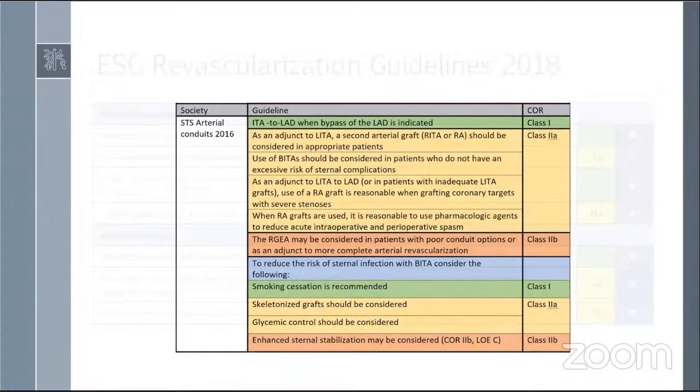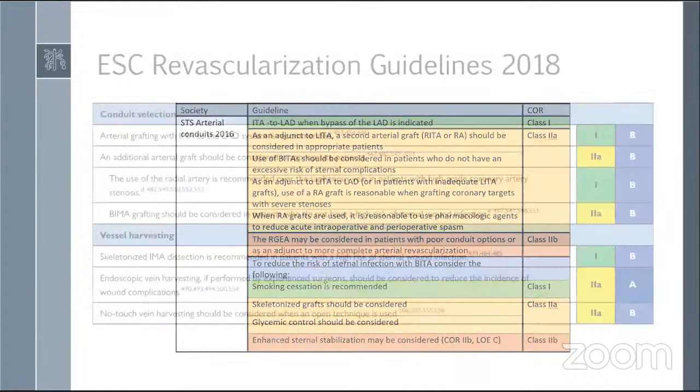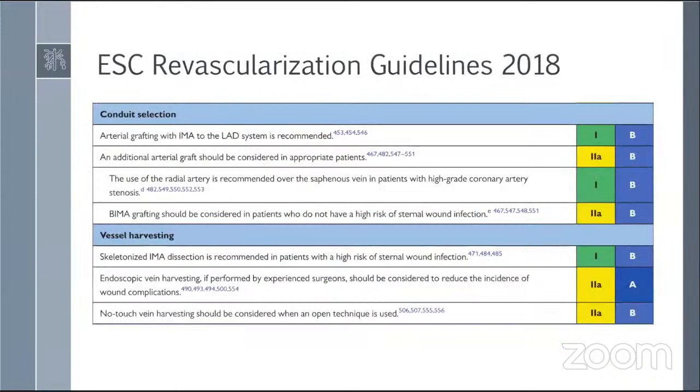The next is the European Society Revascularization Guideline for 2018. For the conduit, it was class 1 to use arterial graft with the internal mammary artery to the LAD system, and to use the radial artery over the saphenous vein in high-grade coronary artery stenosis. And class 2A, an additional arterial graft should be considered in appropriate patients, and bilateral internal mammary artery grafting should be considered in patients who do not have high risk of sternal wound infection.